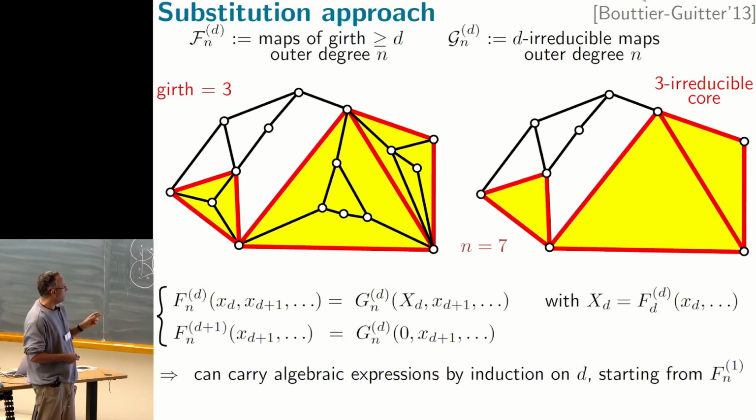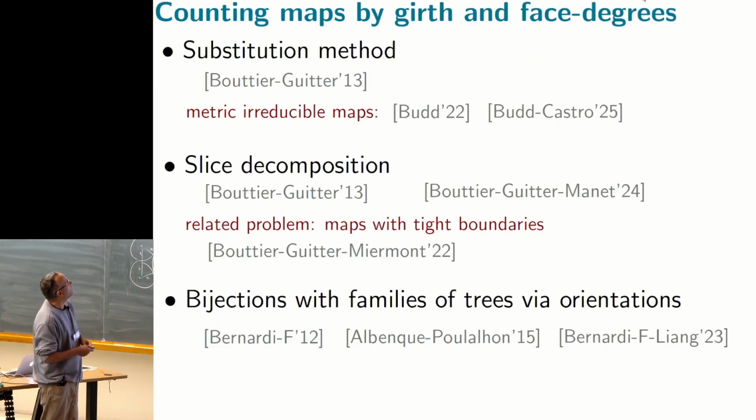But it seems it's not obvious. It's probably not very convenient to get functional equations for maps of girth at least d, for instance. So really, it's convenient to do this substitution approach. And about the method, there's this substitution method, and it was also applied by Timothy and Alicia to the context of metric irreducible maps with possibly higher genus.